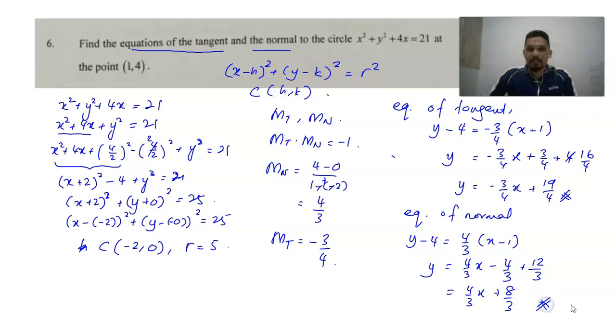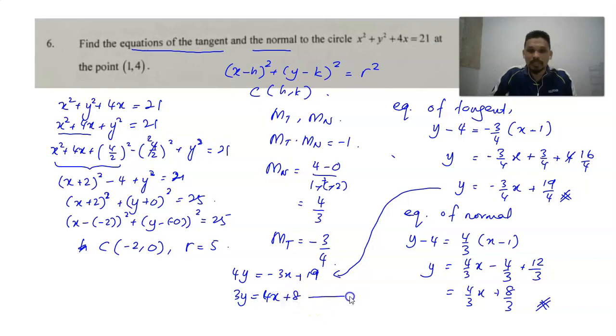Okay, this is more than enough. Even though maybe you want it in the form without denominator, so it is 4y equals negative 3x plus 19 from here, and then 3y equals 4x plus 8 from here. But I think these two are more than enough.